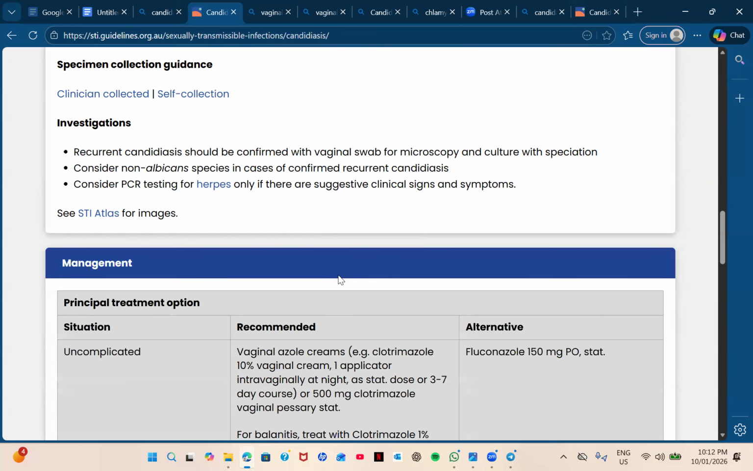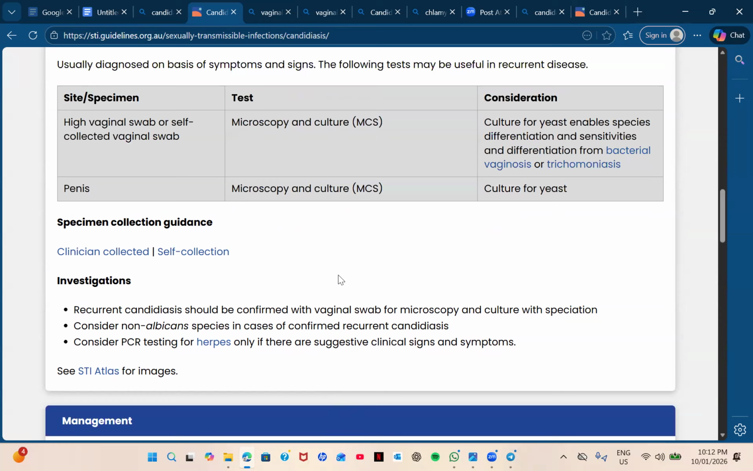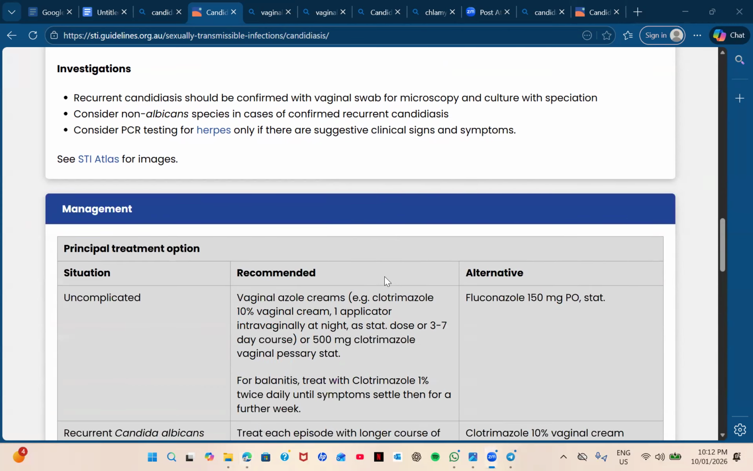So, how should we manage these Candida cases? Who can tell me the management? Just type your answers in the chat. Who can tell me what the management is? The initial management?